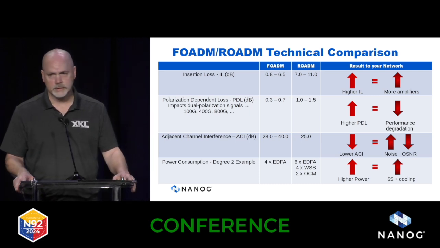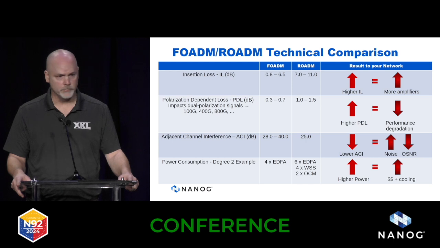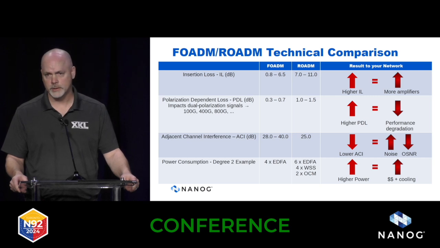So let's just do a quick technical comparison here and show you some of the key things that we just looked at. Insertion loss. For a FOADM with a fixed filter, whether it's free space, smaller channel count, higher channel count, AWG, whatever the technology is, you're going to get an insertion loss of somewhere between 0.8 and 6.5 dB. And what do you get for a ROADM and a WSS? It's about 7 to 11 dB. So these are just typical numbers, and it really depends on how big the device is, how many channels and ports there are on the filter. So more insertion loss means more amplifiers. Pretty straightforward.